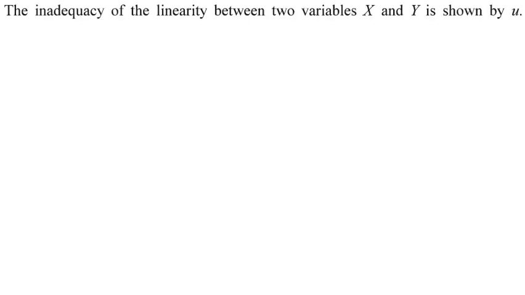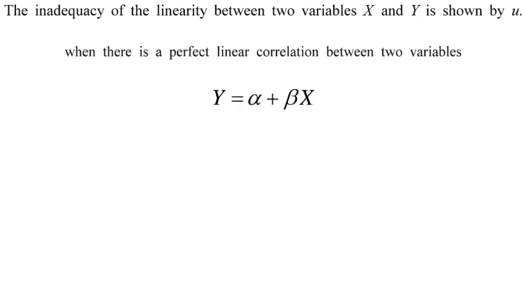Now if this u, the lack of linearity between x and y, is 0, that means there are no inadequacies, there is no disturbance, there are no errors in our equation. Our equation is perfectly linear. Then we can only write alpha plus beta x. We don't need u, because u is 0, because there are no errors.